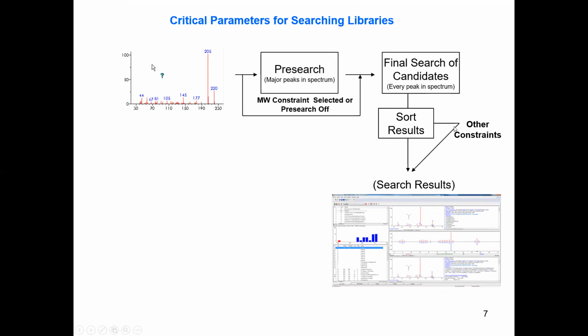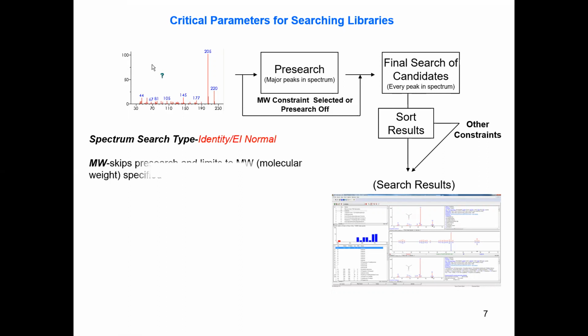But you can also do some other constraints after the search if you want to. But the main thing is you just usually do a pre-search, finds a group of candidates, sorts the results, and then shows them to you. So that's the way it does it. Usually you'd use an identity search, but we will talk about the hybrid in a future webinar.